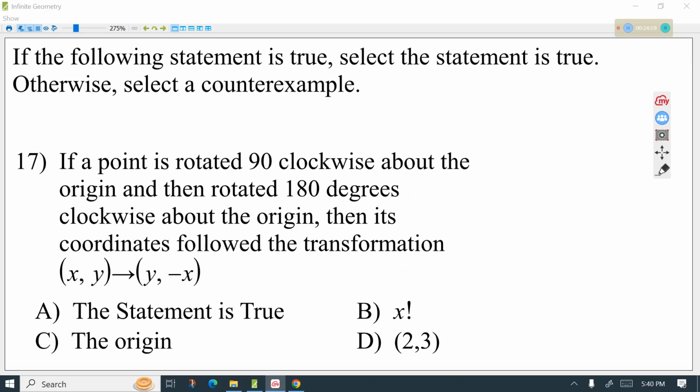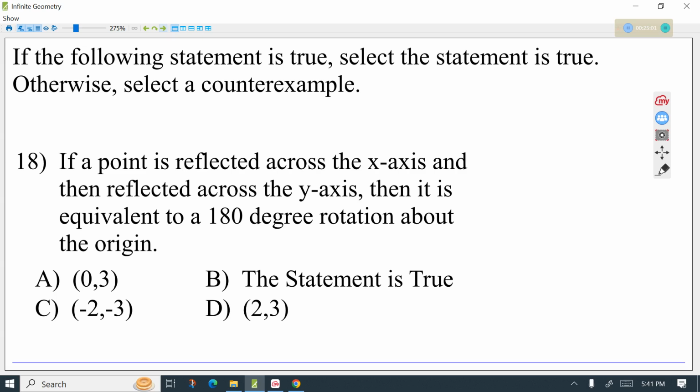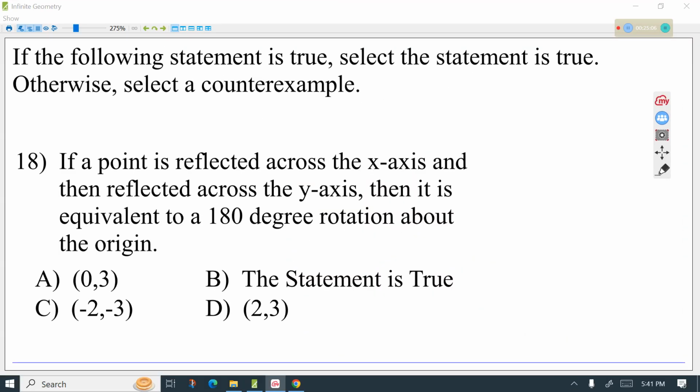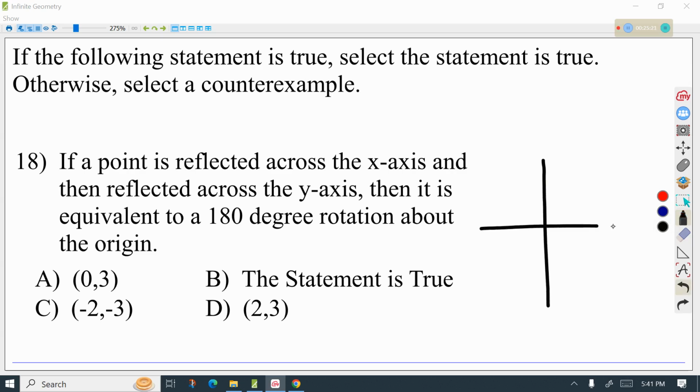But let's try to break down another example for 18. On 18 it says that we got a point reflected across the x-axis and then reflected across the y-axis. And we want to see if that is the same as a 180-degree rotation about the origin. So what you should do is break that down.